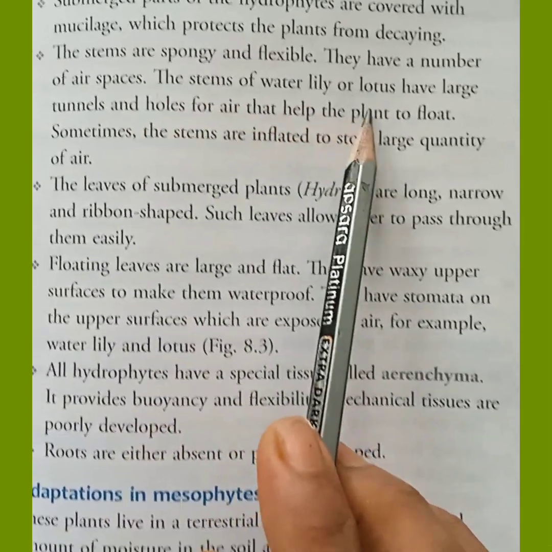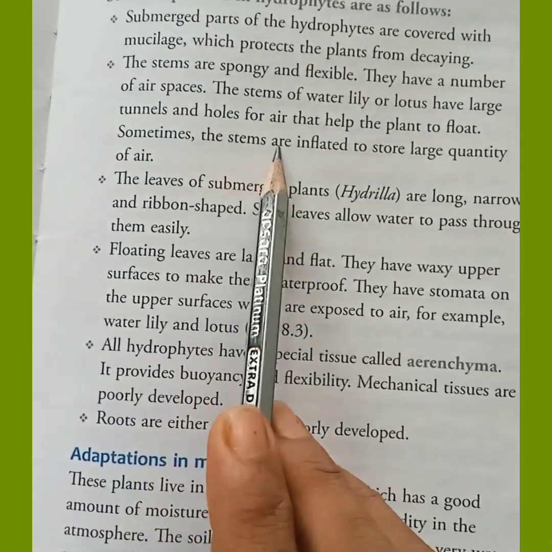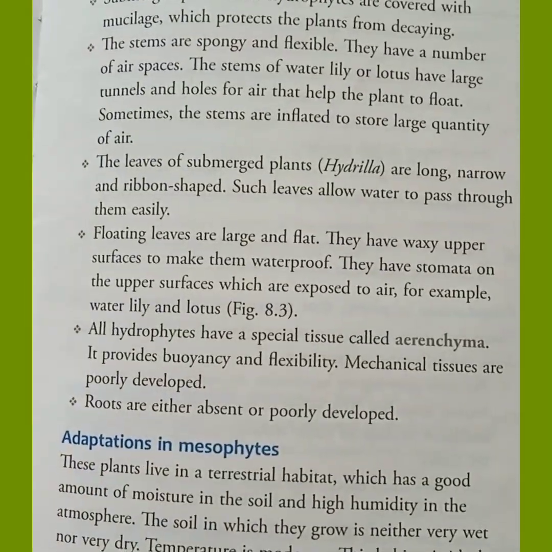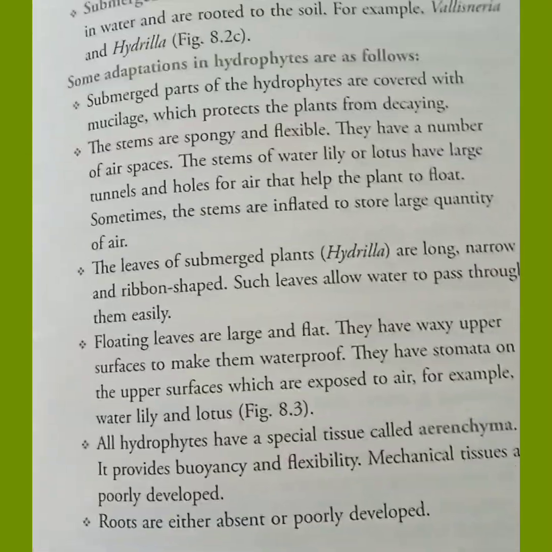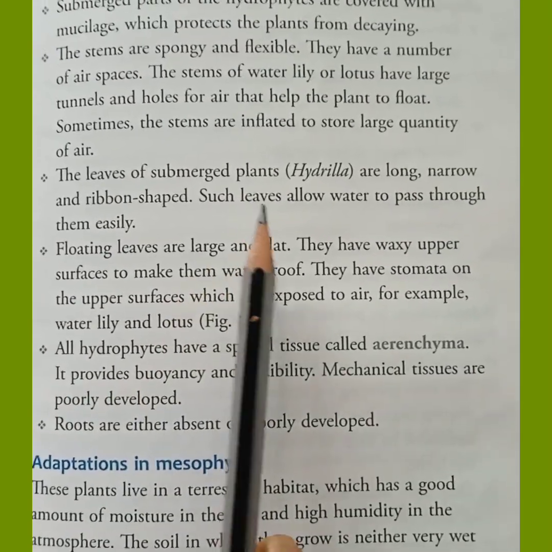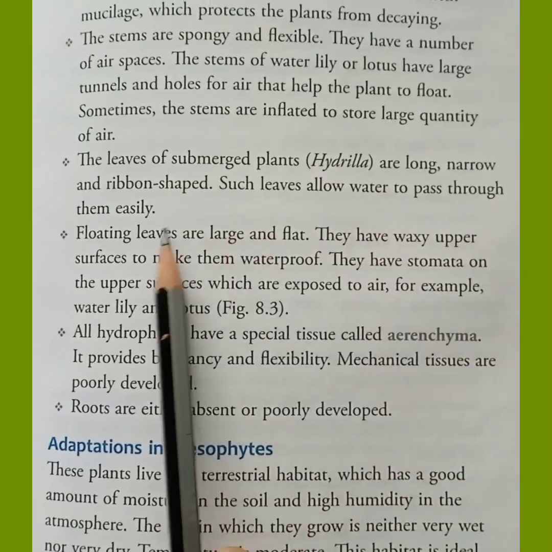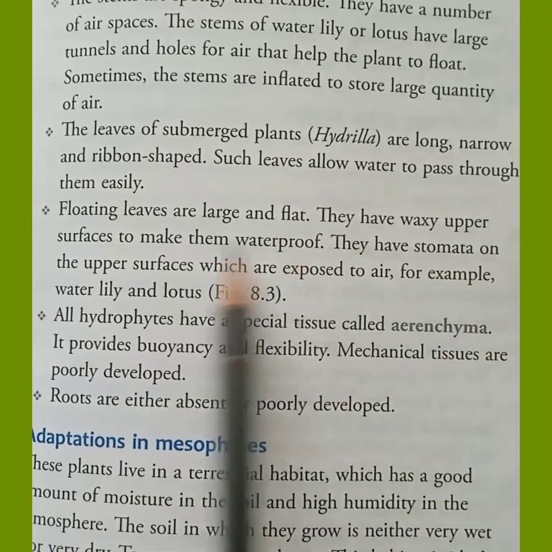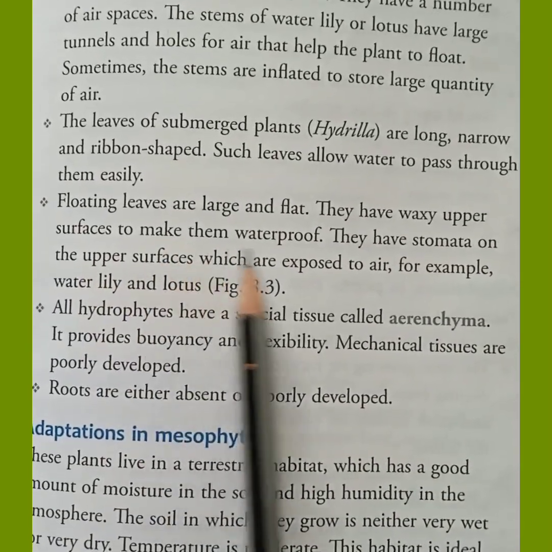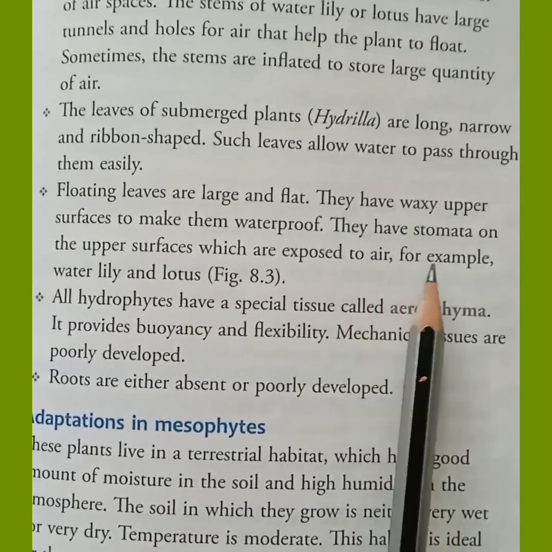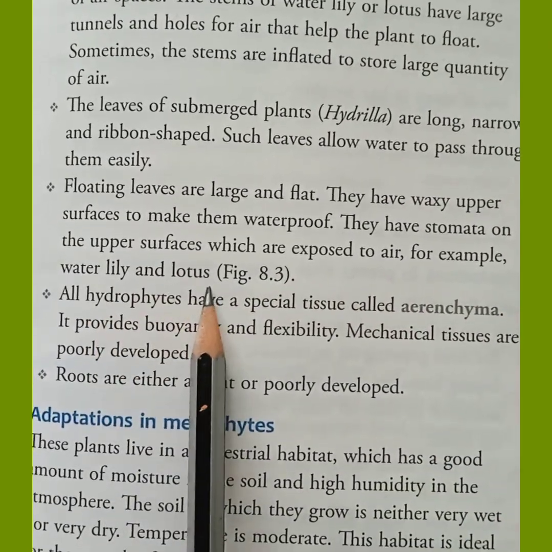The stems of water lily or lotus have large tunnels and holes for air that help the plant to float. Sometimes the stems are inflated and store a large quantity of air. The leaves of submerged plants are narrow and ribbon shaped. Such leaves allow water to pass through them easily. Floating leaves are large and flat. They have waxy upper surfaces to make them waterproof. They have stomata on their upper surfaces which are exposed to air, for example, water lily and lotus.